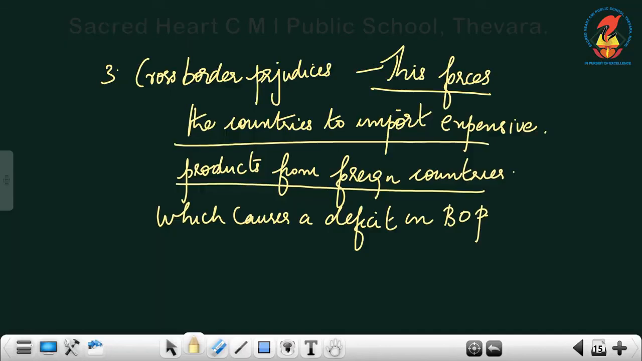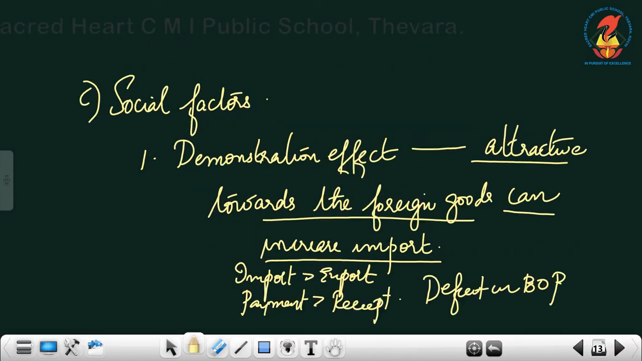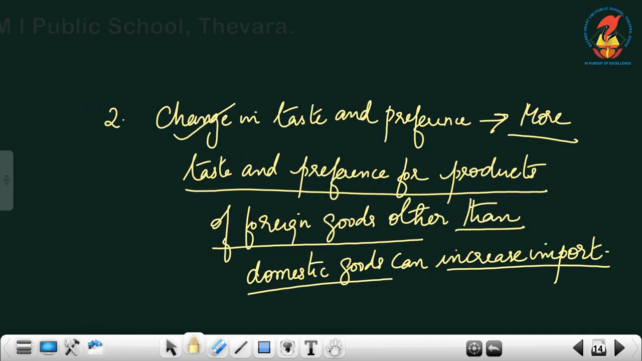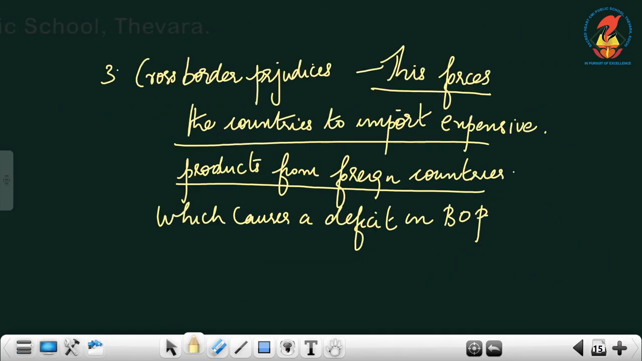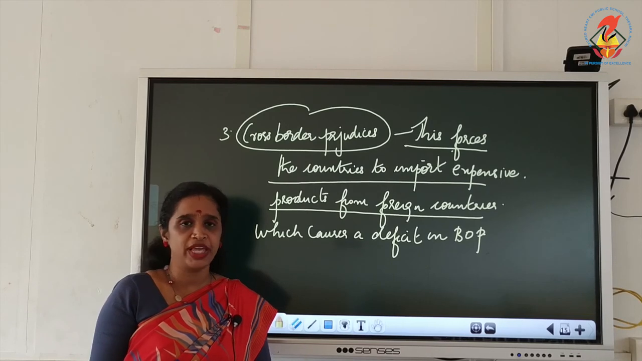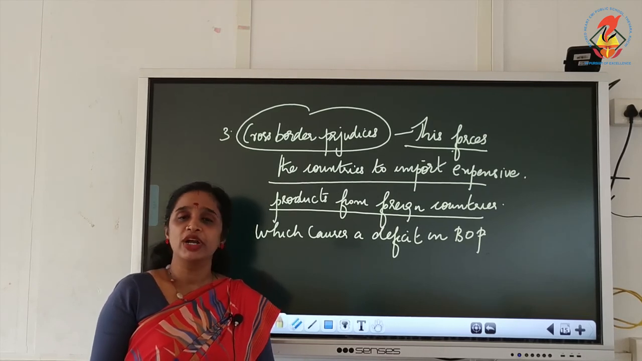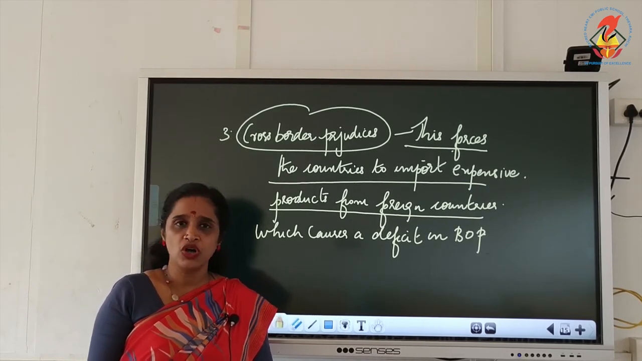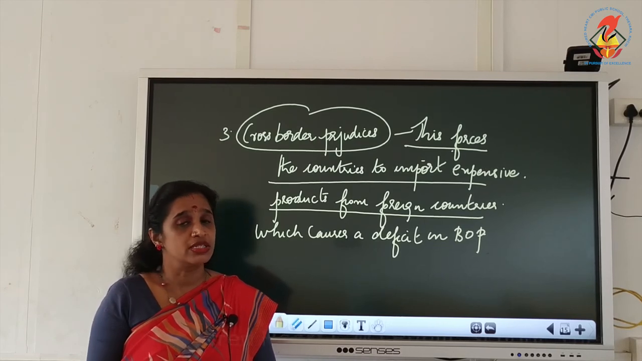Now, this is related to the first and the second factor which I explained, demonstration effect and change in the taste and preference, which cause the third factor. This forces the government to import expensive products because of more dependency of the people, because of their demonstration effect and change in the taste and preference. So, these are the three main factors, social factors, political factors and economic factors which cause disequilibrium in the balance of payment.